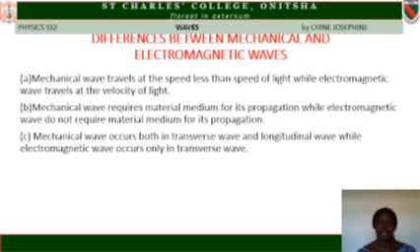Differences between mechanical waves and electromagnetic waves. Mechanical waves travel at a speed less than the speed of light, while electromagnetic wave travels at the speed of light. Mechanical wave requires material medium for its propagation, while electromagnetic wave does not require material medium for its propagation. Mechanical wave occurs both in transverse wave and longitudinal wave, while electromagnetic wave occurs only in transverse wave.